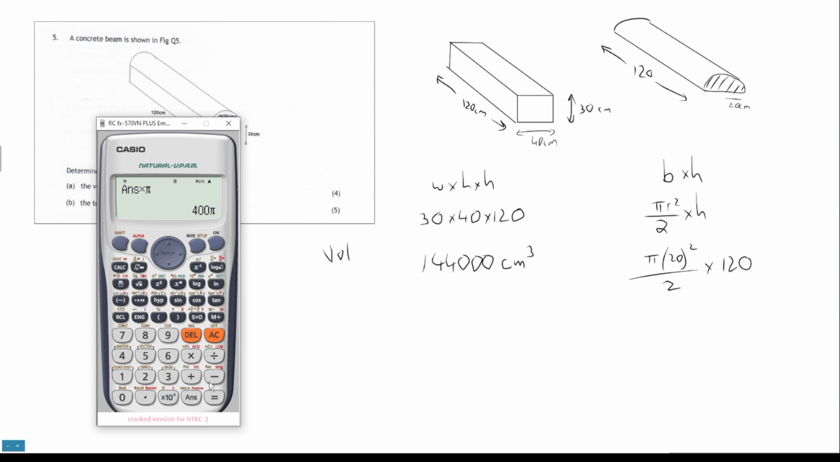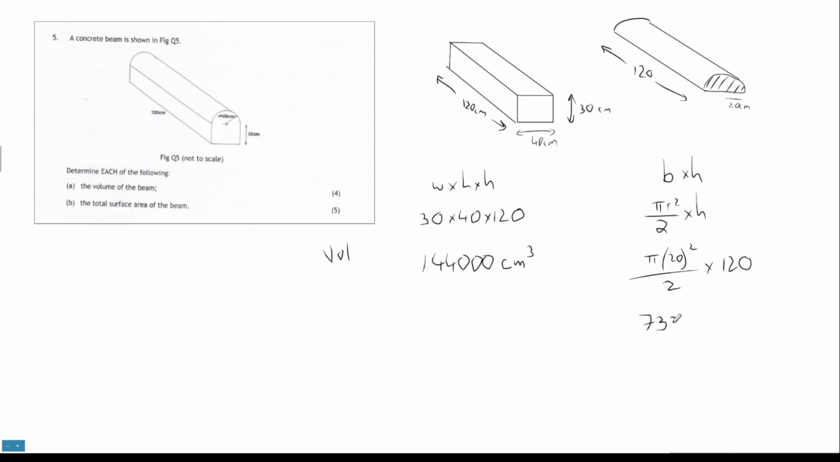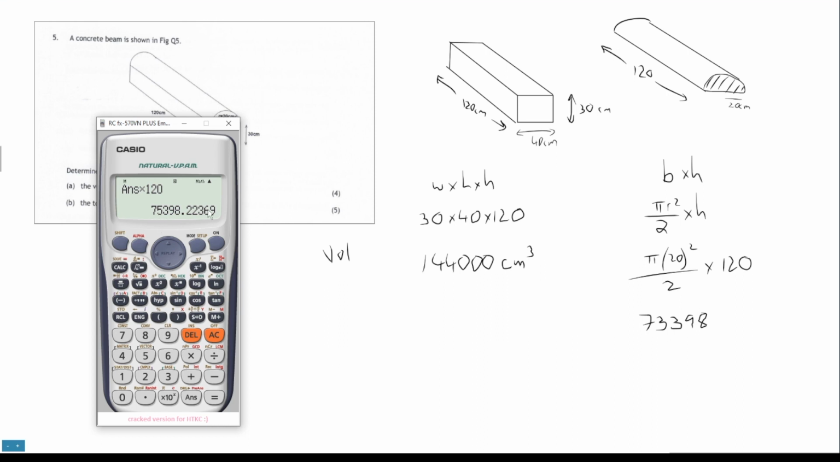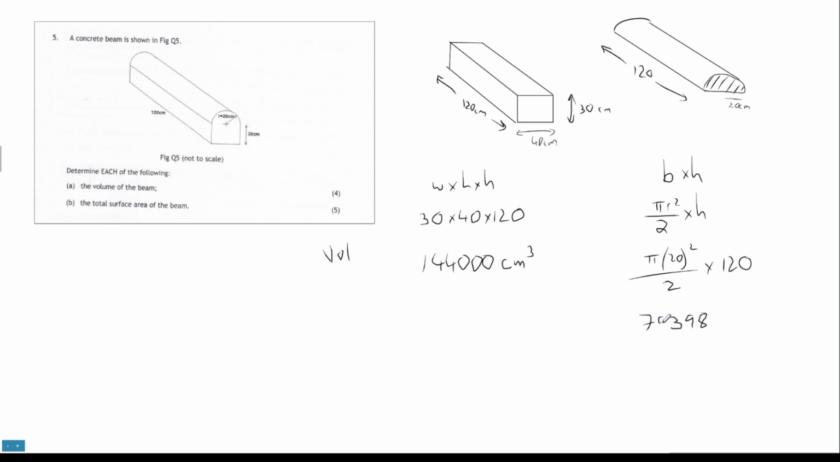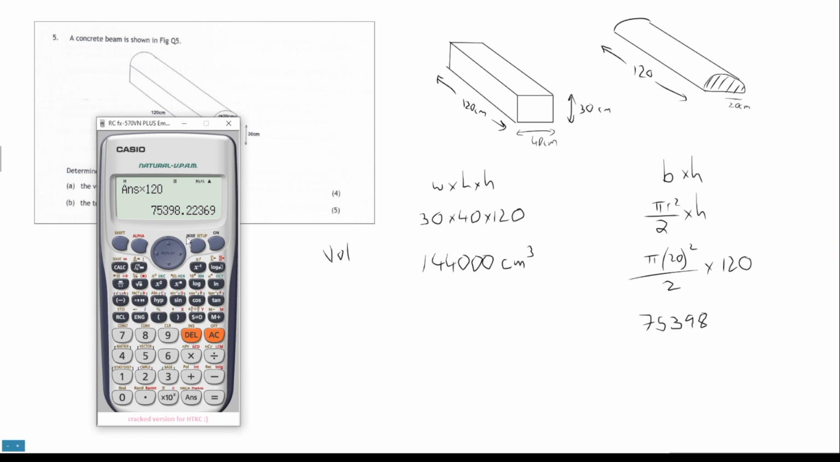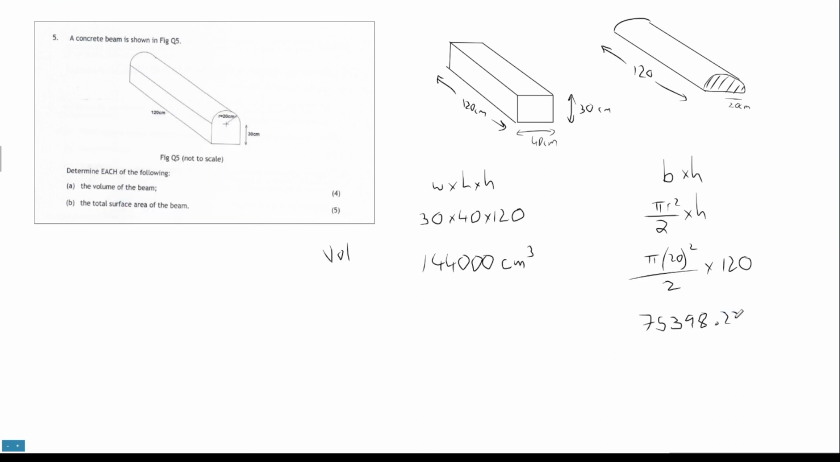Might as well. Here it is. Divided by 2. Here equals. Times it by 120. Here equals. I get it as a decimal, 73.398. I think I made a mistake there. 75, yes, 75.398. 0.22. Nah, that would be fine.